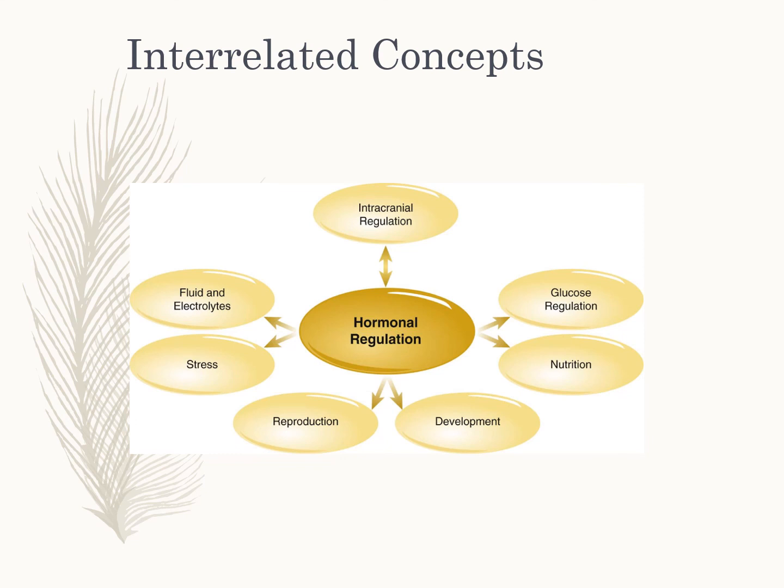Maintaining balance of fluid and electrolytes is highly dependent on the secretion and regulation of aldosterone and antidiuretic hormone. Glucose regulation and nutrition are highly dependent on the regulation of insulin and glucagon. Stress has a close relationship because of the role that glucocorticoids and catecholamines play in the stress response. The processes of development and reproduction are dependent on hormones such as growth hormone, estrogen, progesterone, testosterone, luteinizing hormone, follicle stimulating hormone, prolactin, and oxytocin.